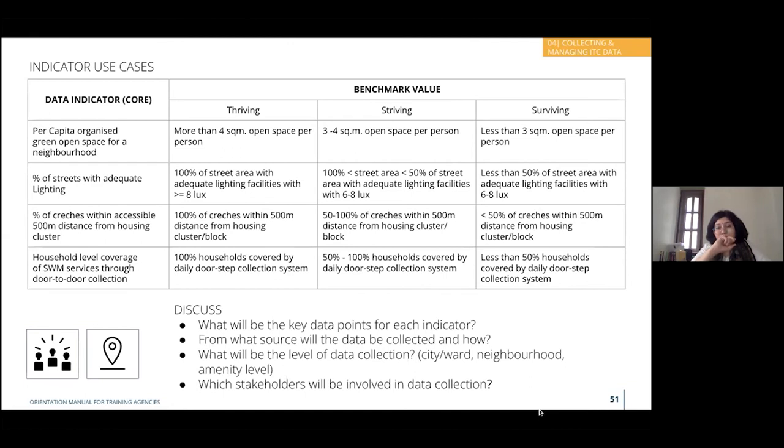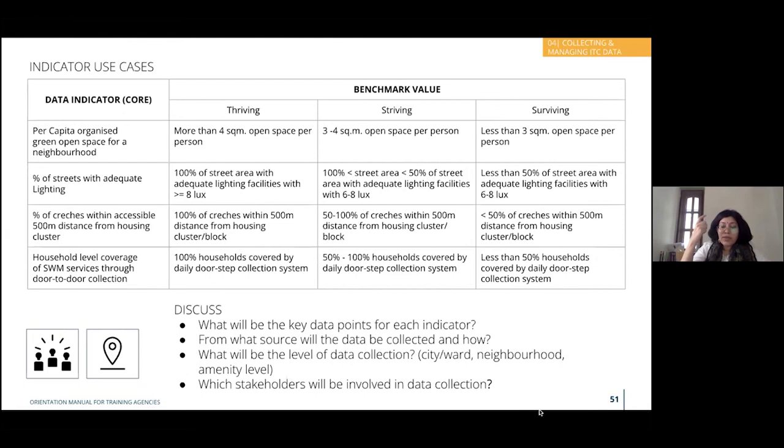Essentially that will not give you everything, so let's look at the indicator again. The indicator is percentage of streets with adequate lighting, right? And if we look at the thriving indicator, it says 100% of street area with adequate lighting facilities with 8 lux. That means at any point on the street, if I'm walking, there is minimum 8 lux of lighting available. So there are ways to measure lighting. I'm sure the electrical department will have lux meters.